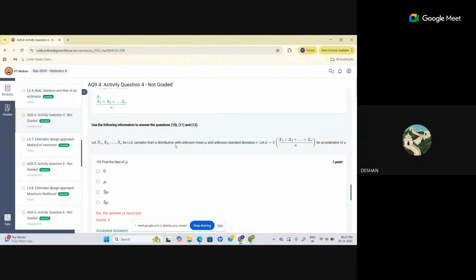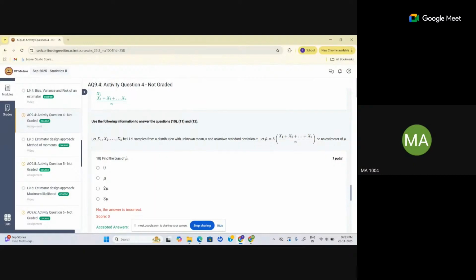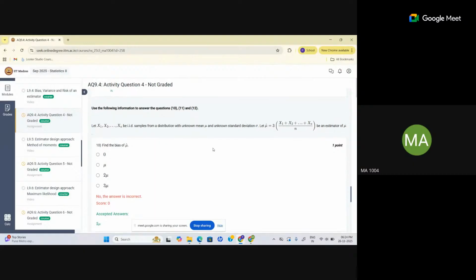To find bias, expectation, ma'am. Yes, we have to calculate expectation. So tell me what is this? x1 plus x2 plus xn divided by n. This is the mean, ma'am. Yeah, this is the mean, which we can write as x bar. So mu hat is equal to 3x bar.